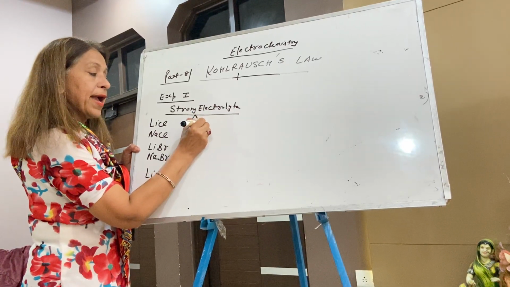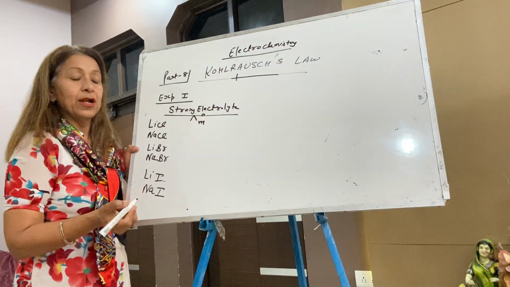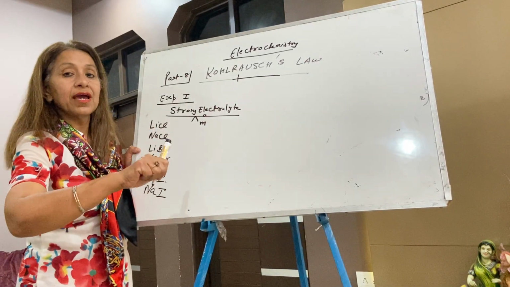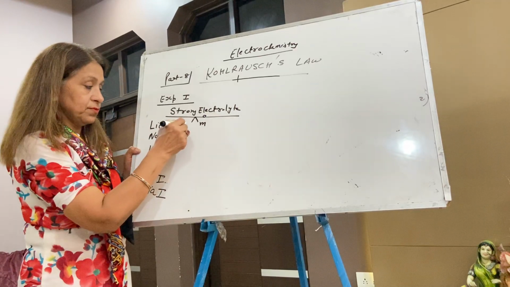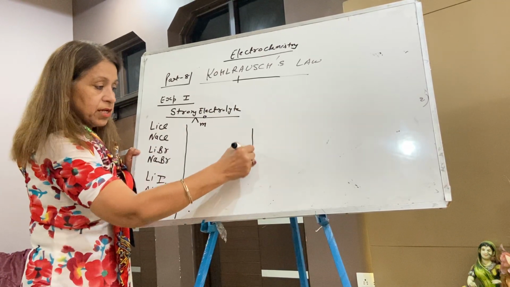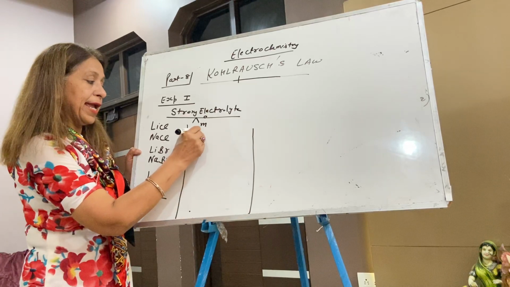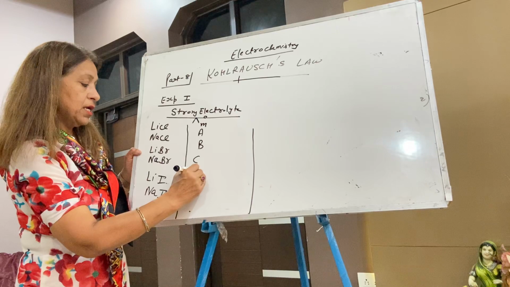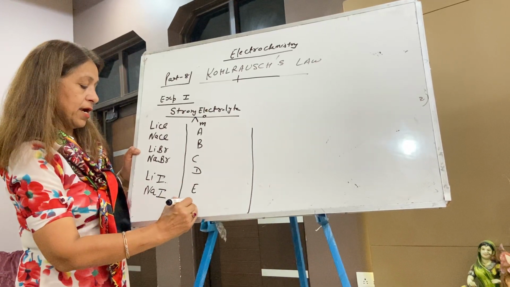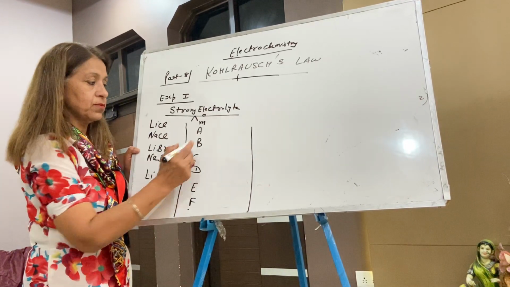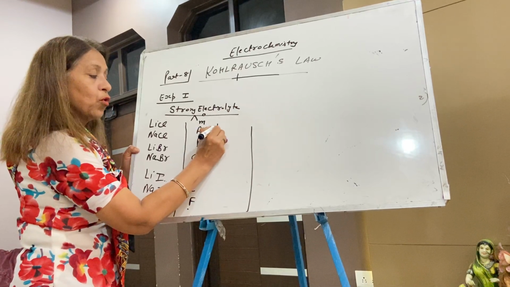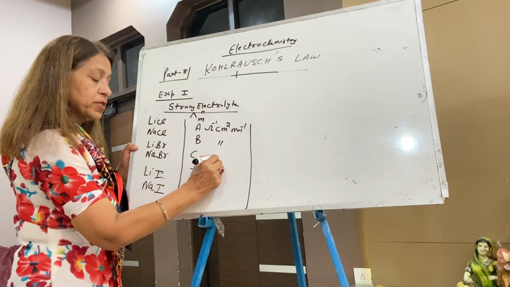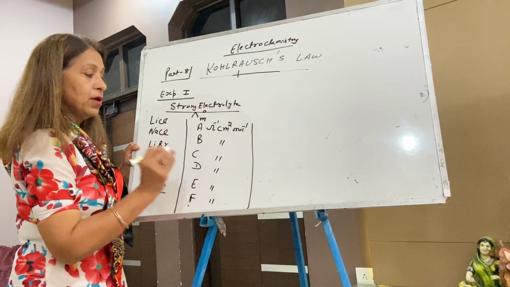Since these are strong electrolytes, their lambda m naught can be easily calculated from the graph. These are the numerical values, so I am writing A, B, C, D, E and F. Write down the unit: per ohm centimeter square per mole. All have the same units because all are molar conductance values.